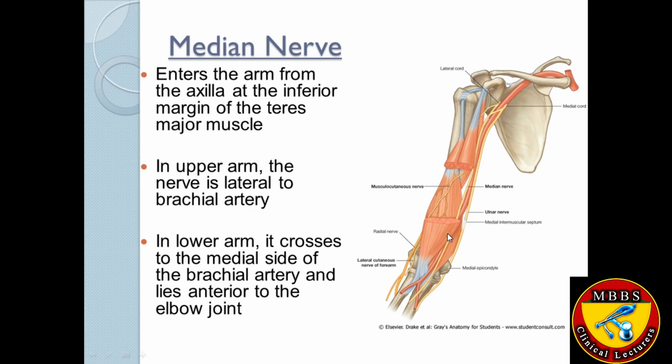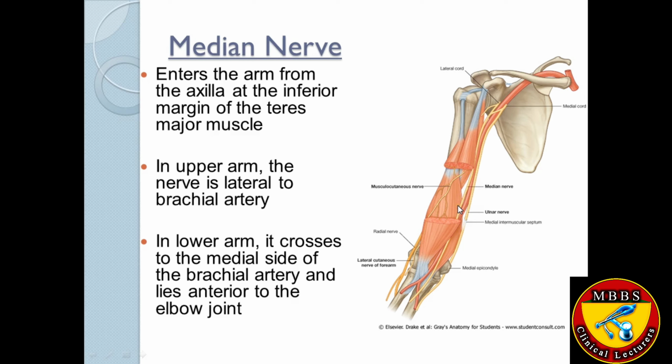The second nerve which is present in the anterior compartment is the median nerve. Now again you have to look into the figure. The median nerve enters the arm from the axilla at the inferior margin of the teres major muscle. Now look into the figure. In the upper arm, the nerve is present lateral to the brachial artery.